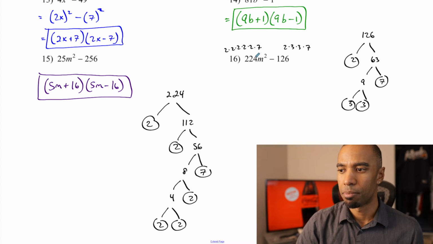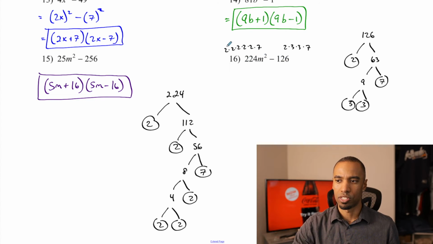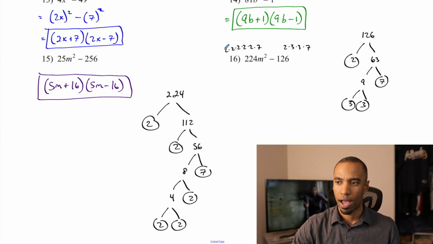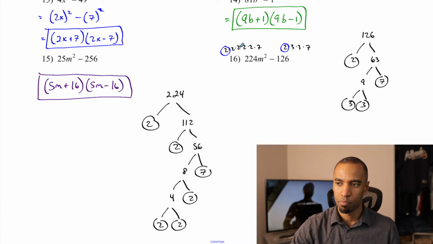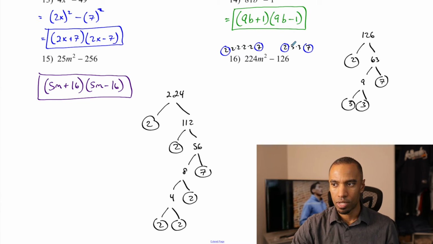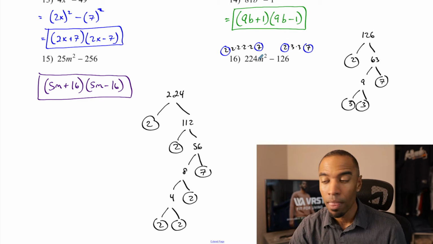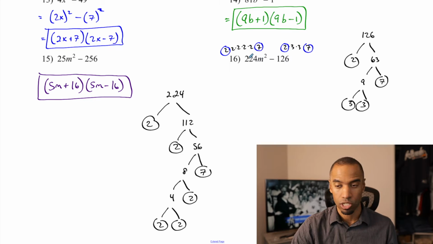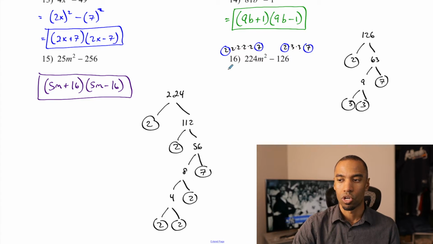Now, the greatest common factor of 224 and 126 is whatever prime factors are shared and multiplied together. So I share a 2 with both of these and a 7 with both of these. The remaining 2s and these 3s don't share with each other, and 2 times 7 is 14. That means that 14 is the largest value that can divide or factor out of these two terms right here.